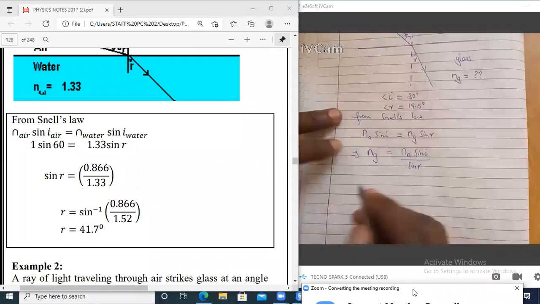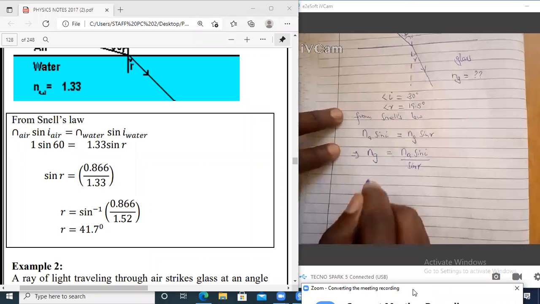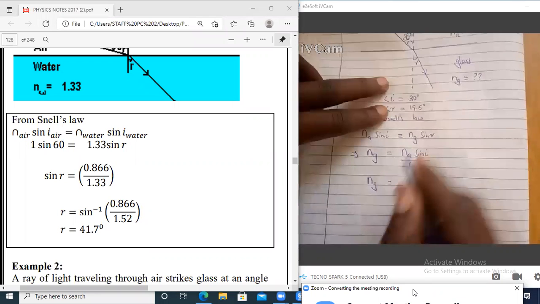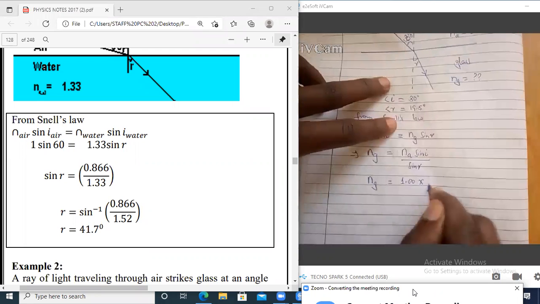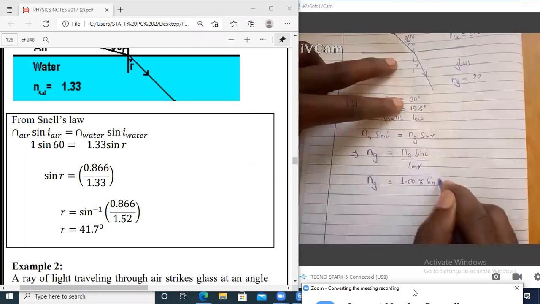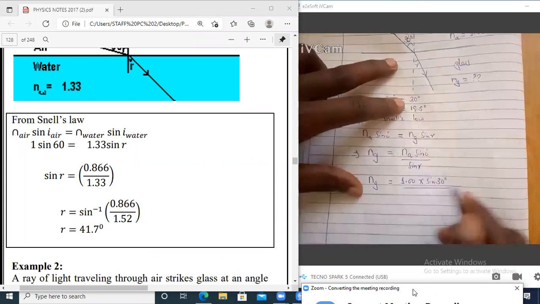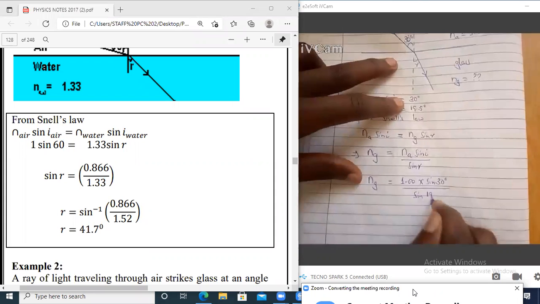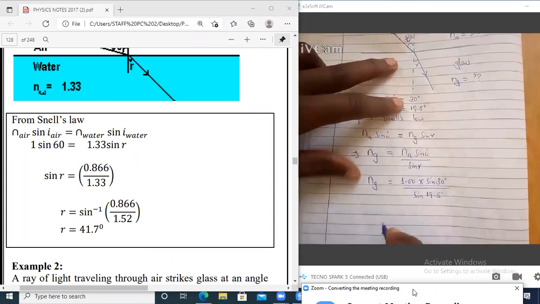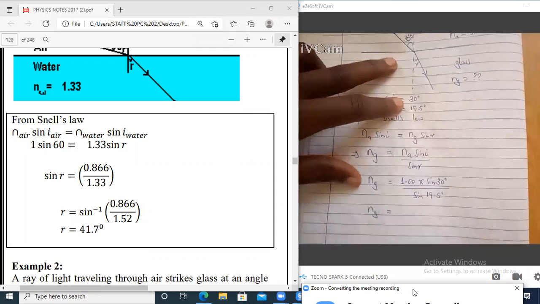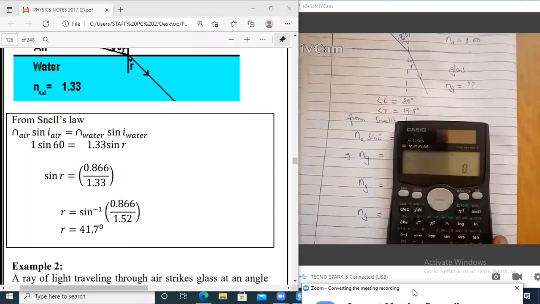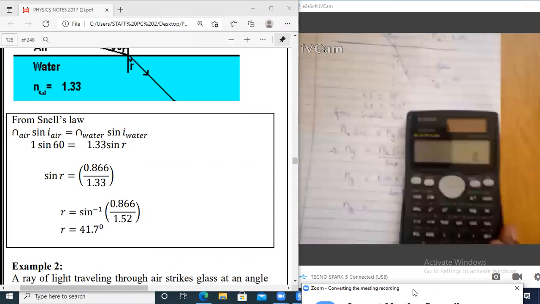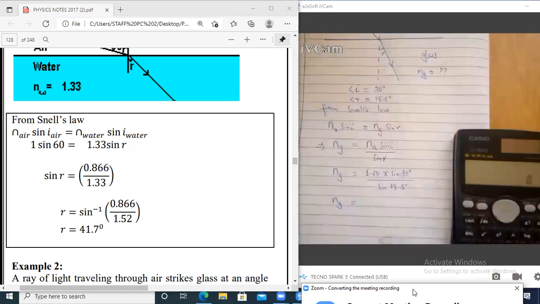So let's make the substitution now. NG will be equal to the refractive index of air, which we know is 1.00, times sine of 30 degrees, divided by sine of 19.5 degrees. So put everything in your calculator. Members, are we together?